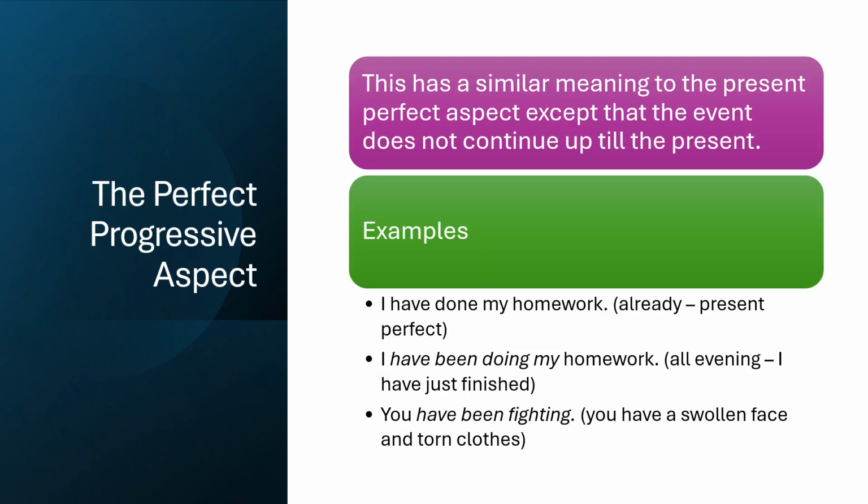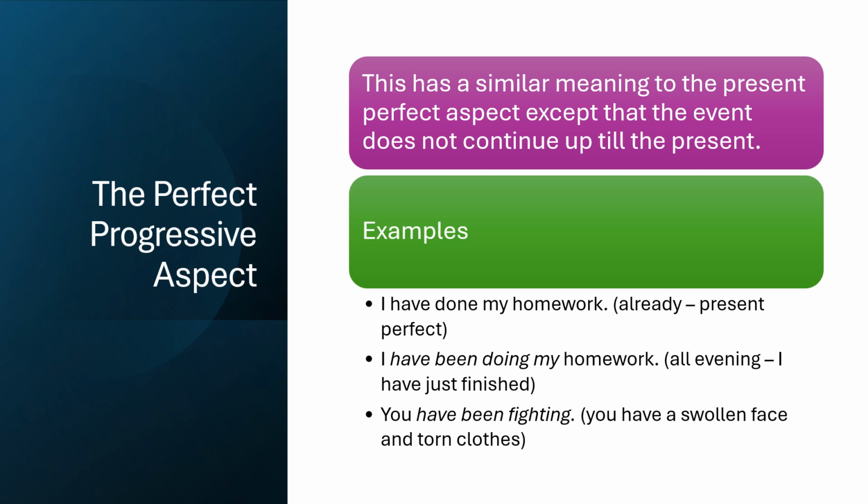So let's look at another type, the perfect progressive aspect. This has a similar meaning to the present perfect aspect, except that the event does not continue up to the present. What we looked at in the present perfect was that the event was still in the process and in progress. But here we have something that has already been completed. So, I have done my homework. So this is present perfect, and this has been done. Now, I have been doing my homework. So all evening, this is just what I have done, and I have only been able to finish it now. So in this case the events have been completed.